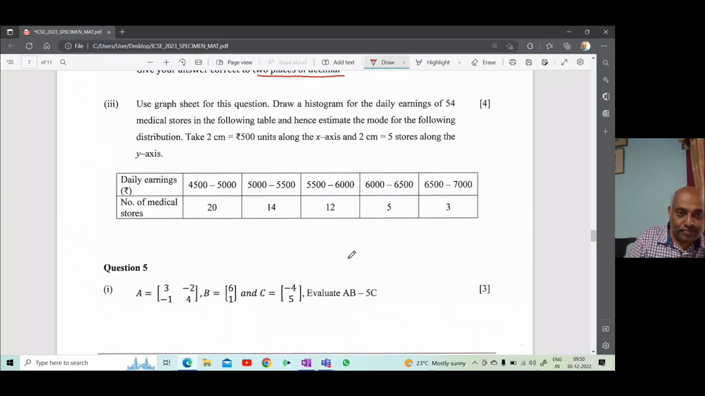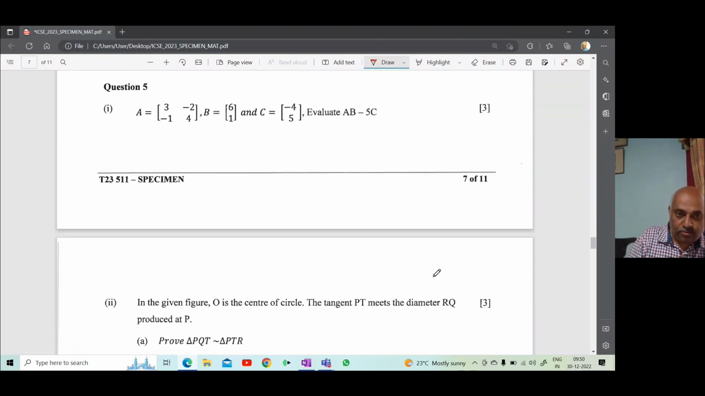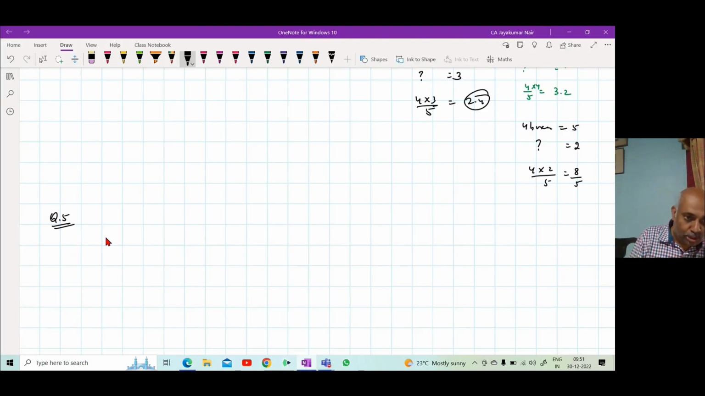Question 5. Matrices. First one, A is equal to [3, -2; -1, 4], B is [6; 1], and C is [-4; 5], and you're supposed to find out this. So how do we solve this first one? We are supposed to find out what is AB minus 5C.